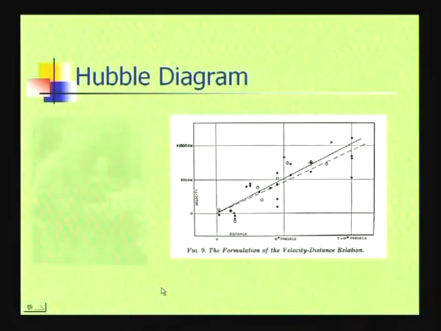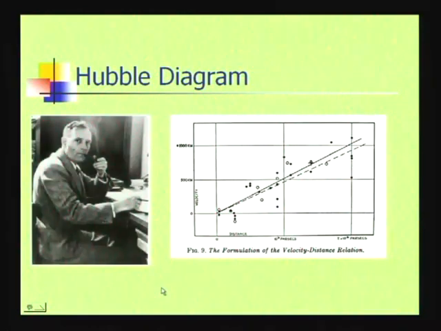So, this is what Edwin Hubble, whose picture is shown over here, had done originally. He had determined the distances as a function of redshift. Here it is shown in slightly different units. So, you have velocities and distances, but it is essentially the same thing, and he had found a linear relation from where he had obtained the value of the Hubble parameter.